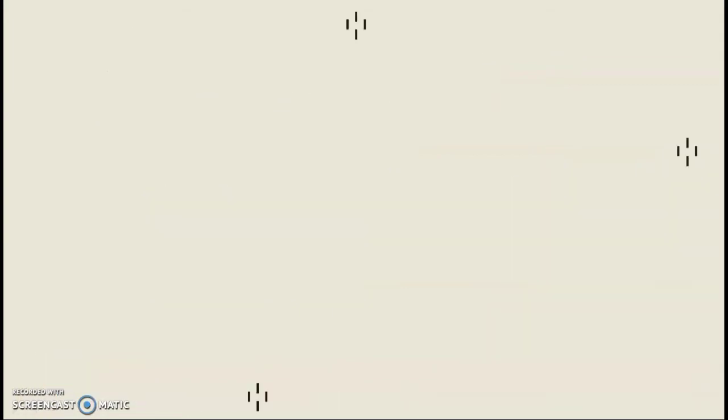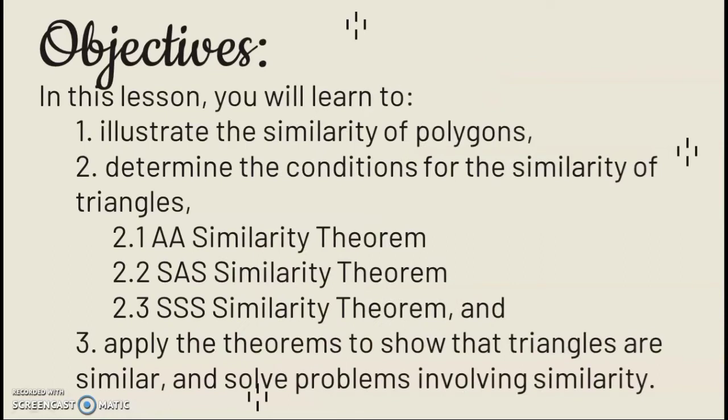So, our objective is, first, you will learn to illustrate the similarity of polygons. You are going to determine the conditions for the similarity of triangles, the AA, the SAS, and the SSS similarity theorem. And lastly, apply the theorems to solve whether triangles are similar and solve problems involving similarity.